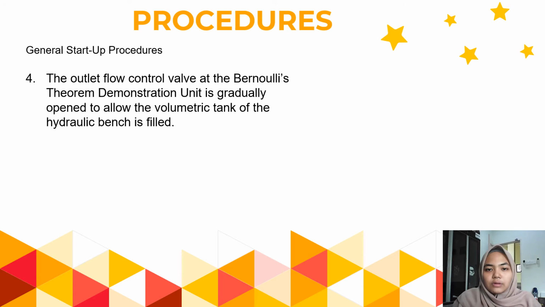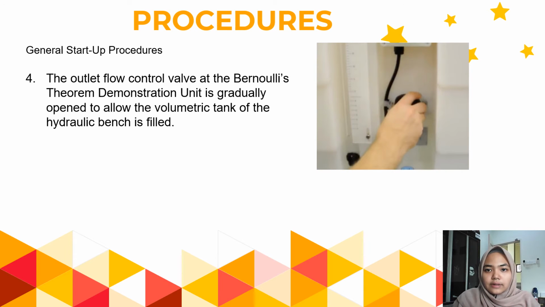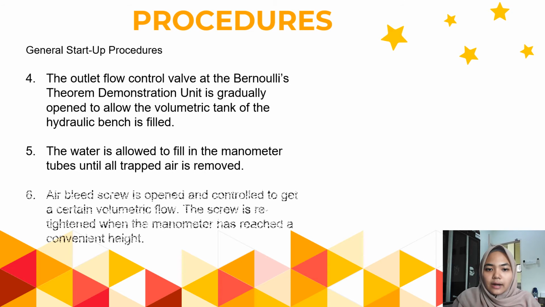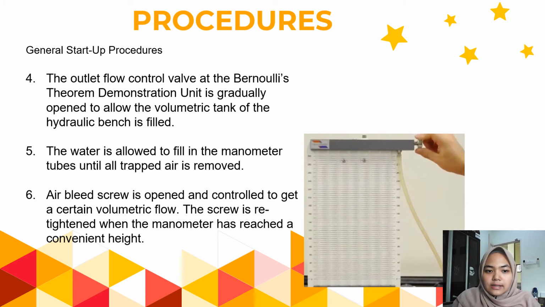Next, the outlet valve is gradually opened to fill the volumetric tank with water. Then the water is allowed to fill the manometer tubes until all trapped air is removed. And lastly, the air bleed screw is opened and controlled to get a certain volumetric flow. The screw is retightened when the manometer has reached a convenient height.